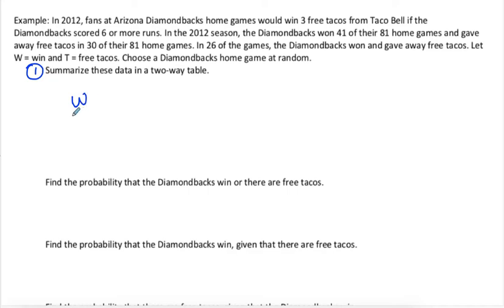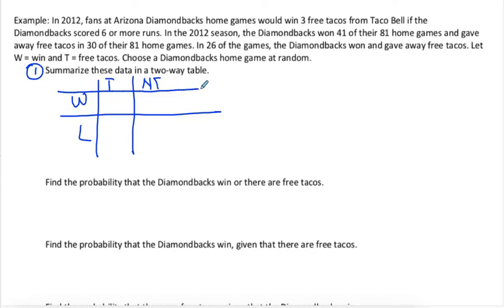So we're looking at wins versus losses. We're looking at tacos and no free tacos, so I'm just going to put NT. And so then we have our totals here at the bottom.